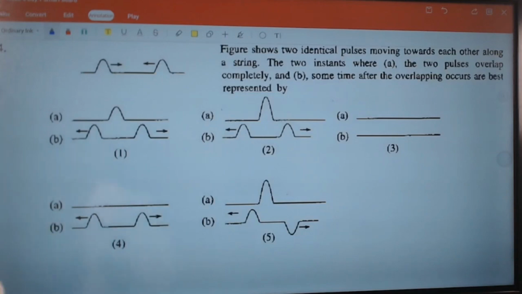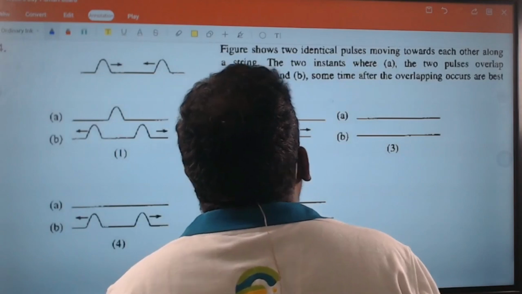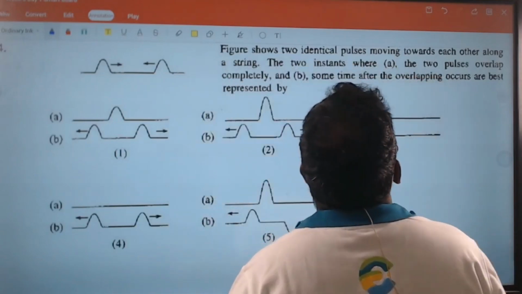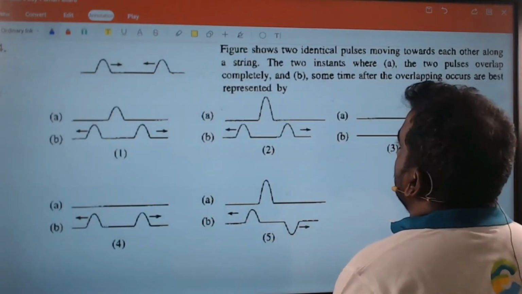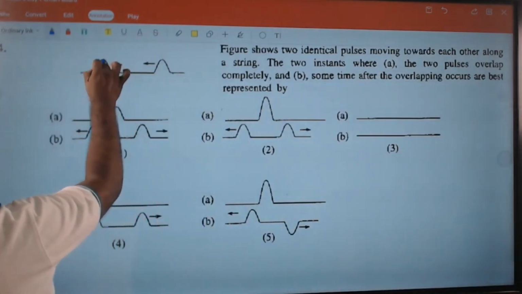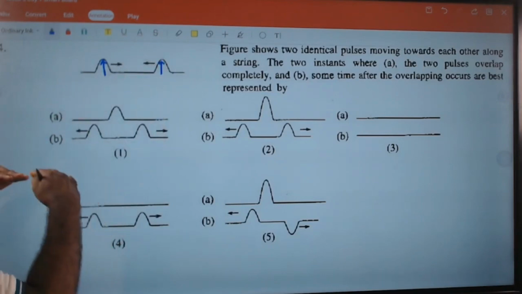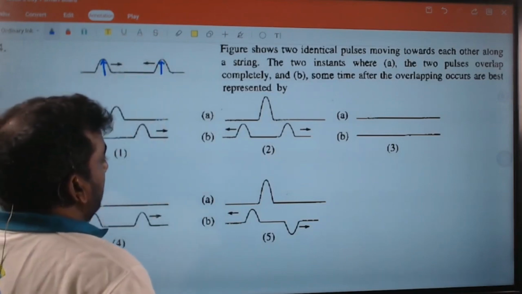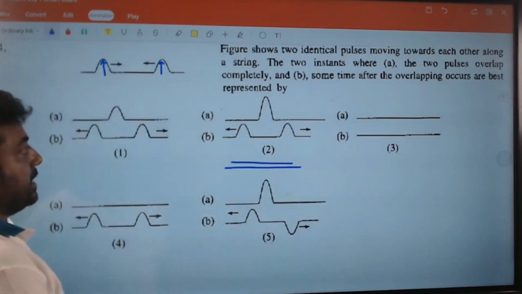Question number 14. Figure shows two identical pulses moving towards each other along a string. The two instances where two pulses overlap each other. Now here there is a vertical displacement. So when they superimpose, the resultant will increase and they travel as if nothing ever happened. Correct answer is answer number 2.